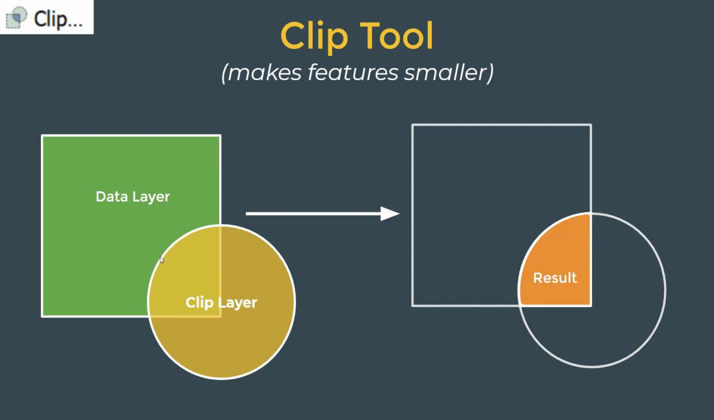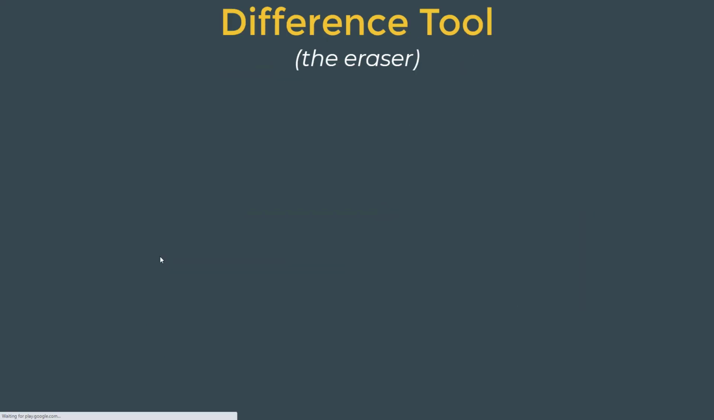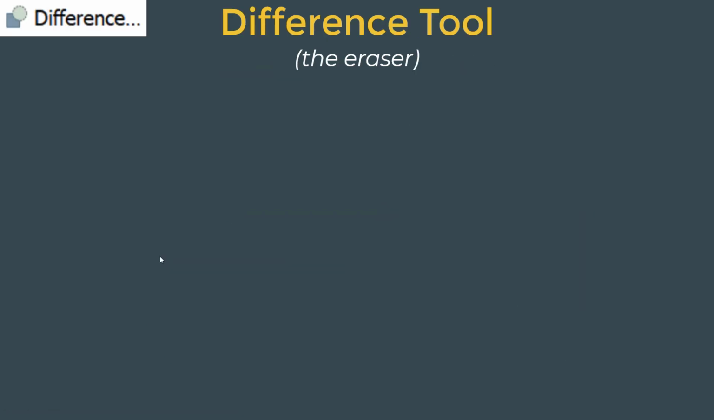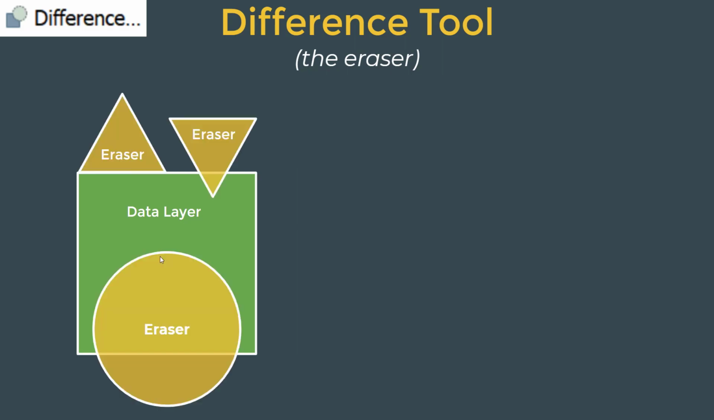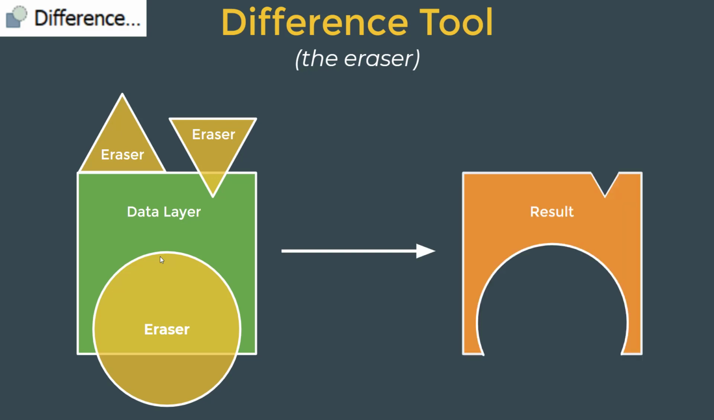Now, this is the opposite of the next tool, which is the difference tool, or I call it the eraser. We have our data, our study area, and we have some features that we want to cut out of the data layer that we do not want to exist in the data layer. We run the difference tool, and our result is our input data layer minus the features that do not overlap.